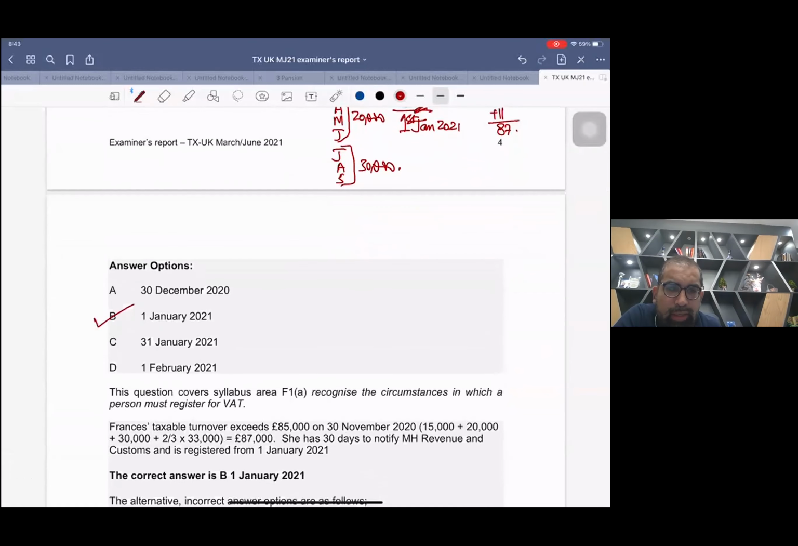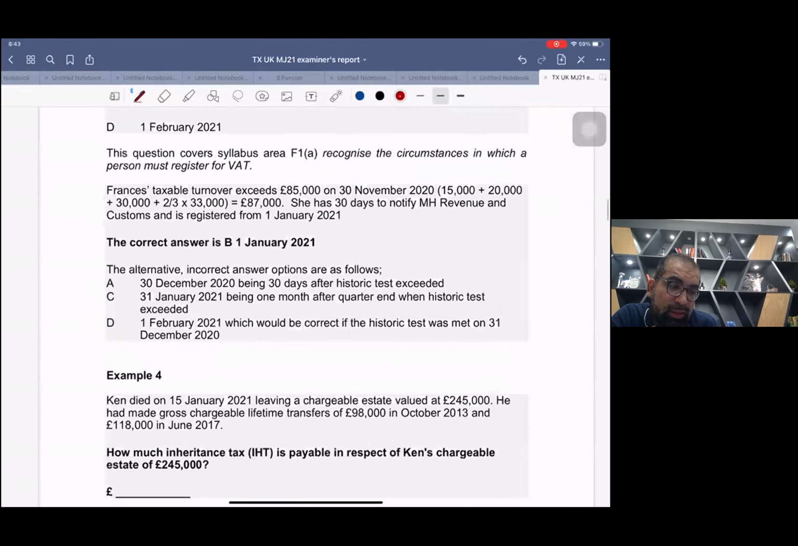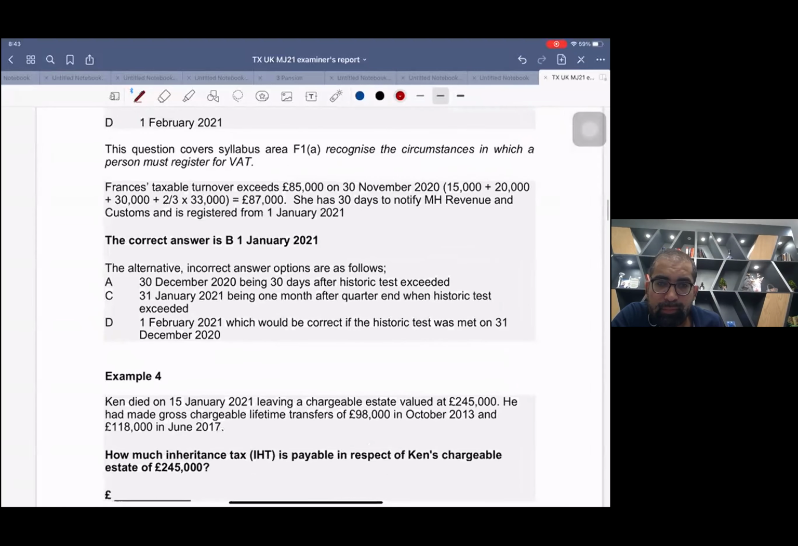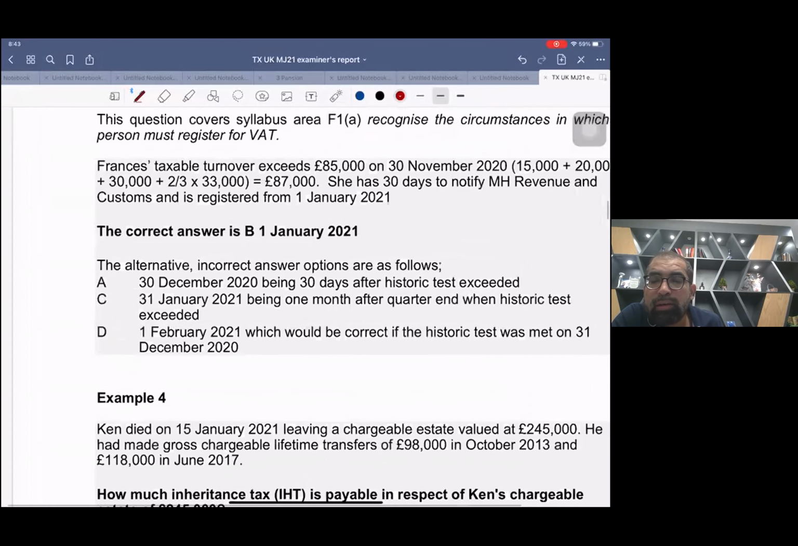I have already sent you this examiner report before, but do read it. They will discuss the wrong answers as well. See, they have discussed the wrong answers, that what students think. These are the alternative wrong answers. See what mistakes students can do. So please invest your time in these things.